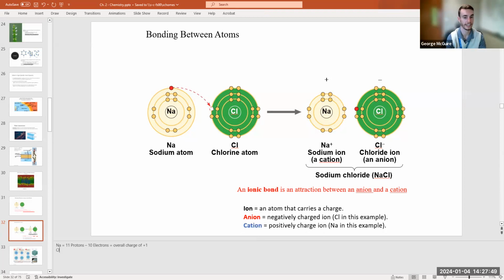The chlorine essentially had the opposite happen to it. It started with 17 protons and 17 electrons. It has now gained an extra electron, so it has 18, leaving it with an overall charge of -1. And so a negatively charged ion is called an anion. So if you can at least remember that these two terms, cation and anion, are referring to ions, and you can look for that T, which looks like a plus sign, right? Cations are positively charged, anions are negatively charged.